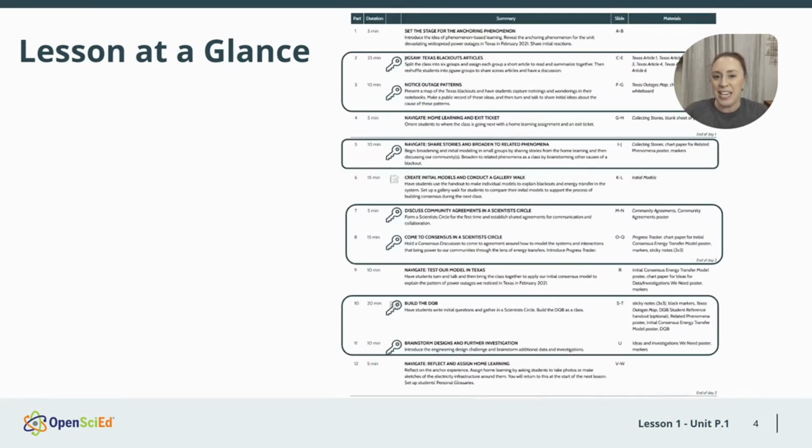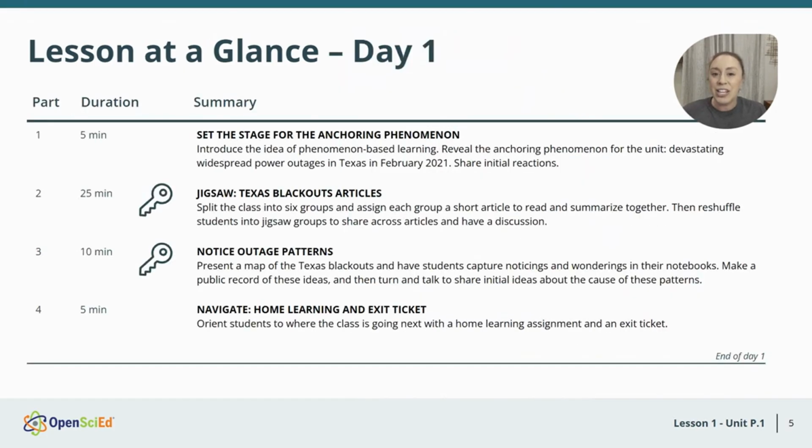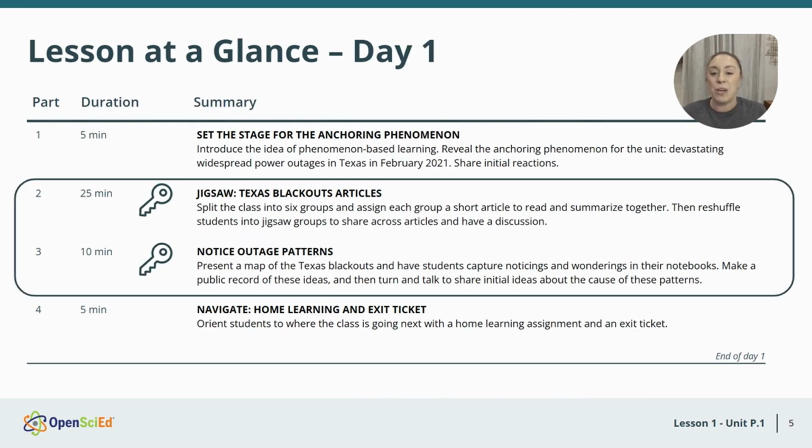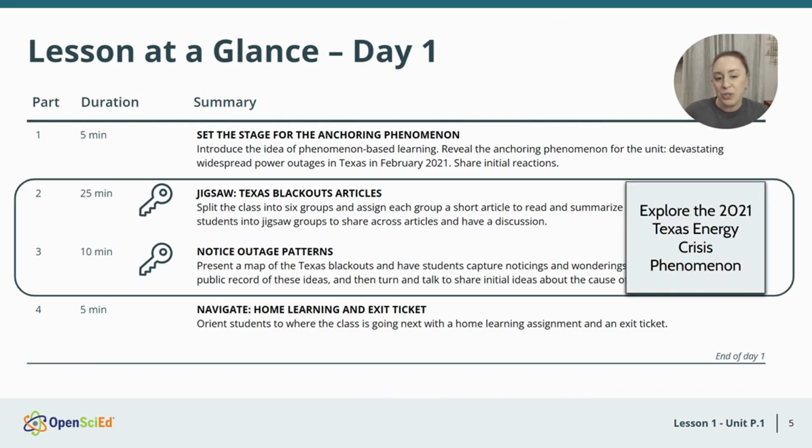So in this first lesson, as I mentioned, this is an anchoring phenomenon routine lesson. And in anchoring phenomenon routines, there are 4 key elements or 4 key sense-making opportunities that students will engage in over the course of these 3 class period days. So let's take a look at this first key sense-making loop here in day 1, where students have the opportunity to explore the 2021 Texas energy crisis phenomenon that will serve as our anchoring phenomenon for this first unit. Students do this by reading some articles and they look at some data.